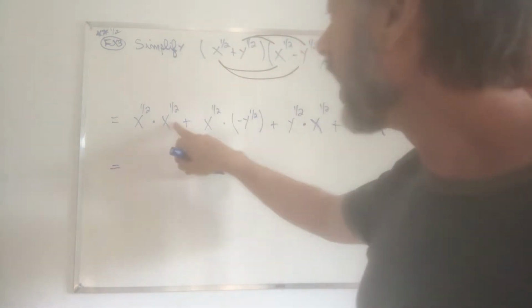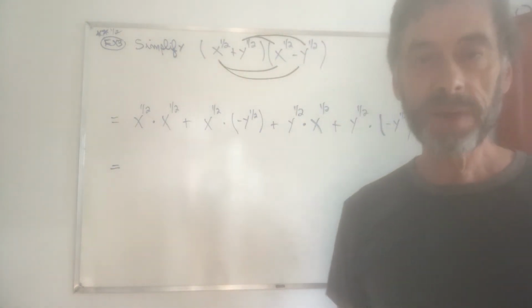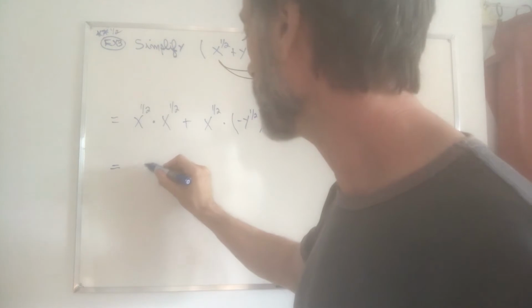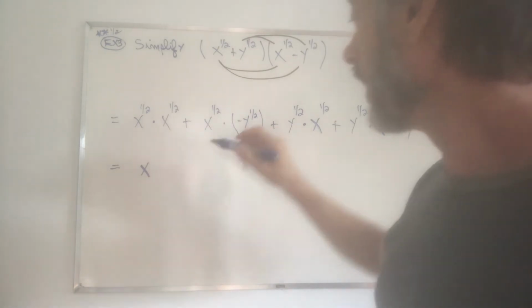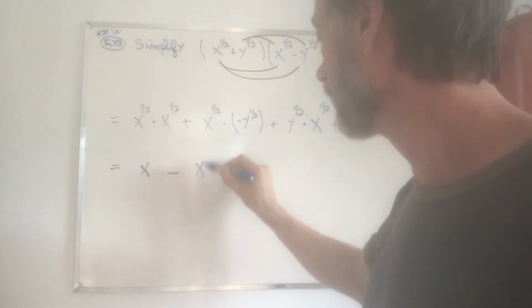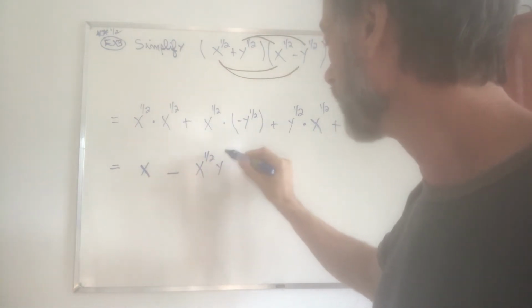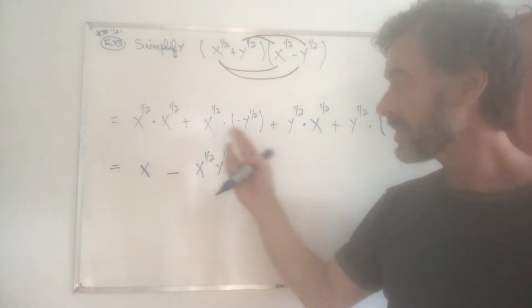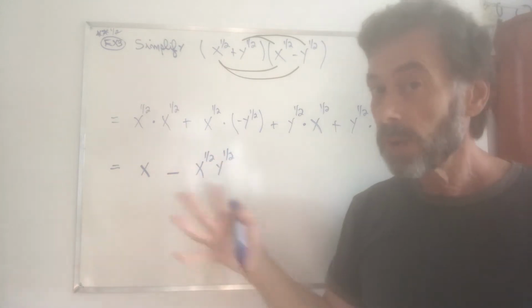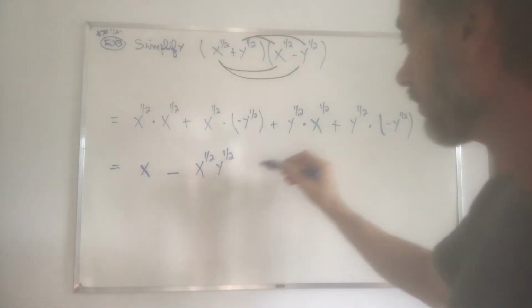Okay. x to the 1/2 times x to the 1/2. Same base, add then these exponents. That's 1/2 plus 1/2, that's 1. Absolutely. A plus times a minus, that will be a minus. So x to the 1/2 times y to the 1/2. Not much more that I can do with this because they are not the same base. One is an x, one is a y. So I can't really merge them together.